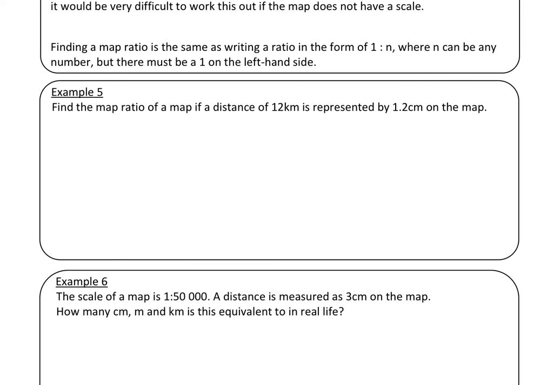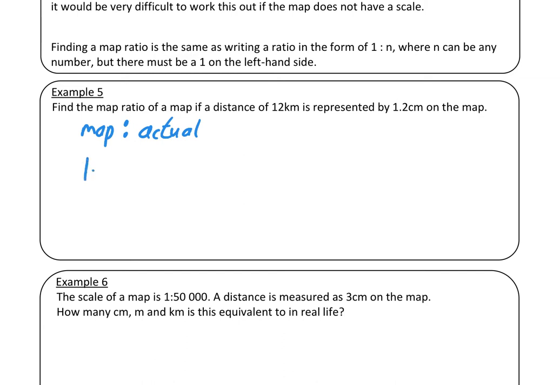So we're going to look at an example here. It says, find a map ratio of a map if a distance of 12 kilometers is represented by 1.2 centimeters on the map. On a map ratio, the map comes first, and then the actual comes after. So the map always comes first, and the actual, or real life, comes after. So 1.2 centimeters on your map is equivalent to 12 kilometers in real life.